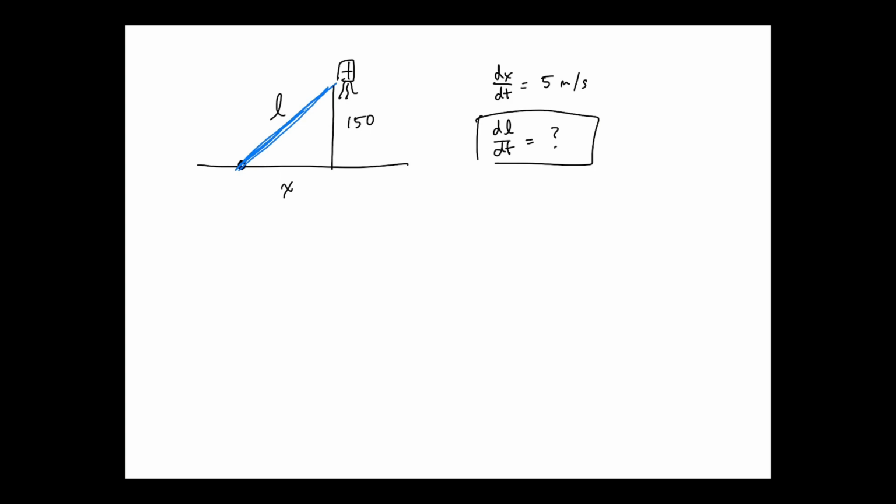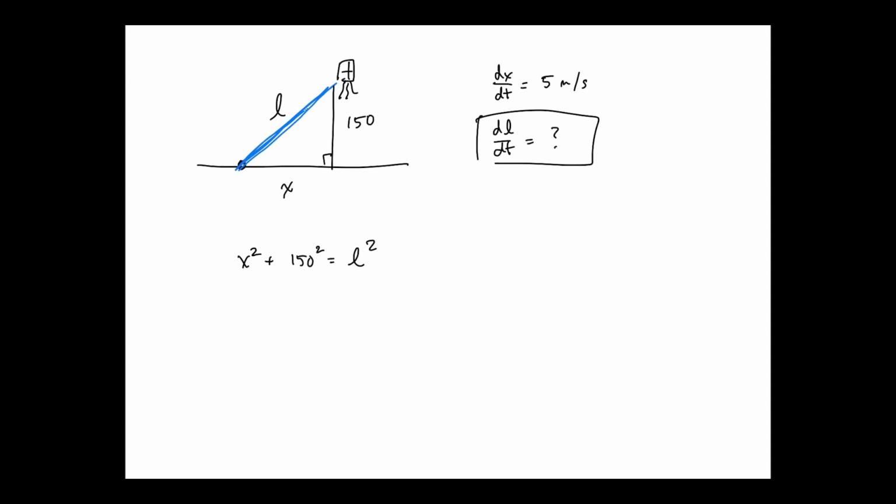What's the other thing that we're missing? We need a key equation. What equation relates all these variables? Yeah, so what does Pythagoras' theorem say in this case? x squared plus 150 squared equals L squared.